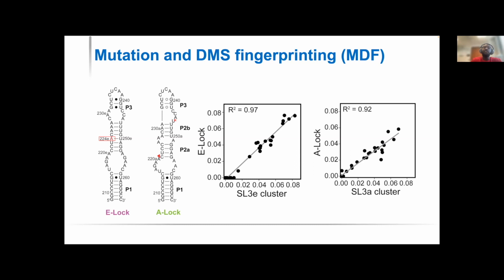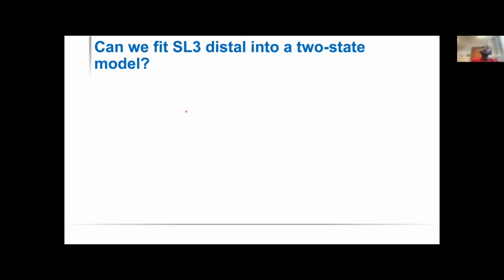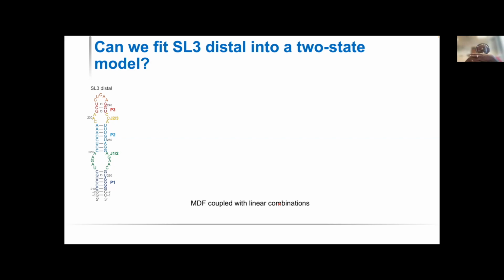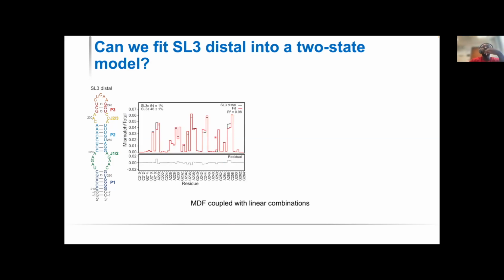So we decided to use these two mutants as fingerprints to see if we can fit the distal construct to a two-state model. To do that, we coupled the mutational DMS fingerprinting with linear combination. We benchmarked this on the distal construct, where we took the mutational fraction from the distal construct, used the mutational fraction of the mutants, the ELOC and the ALOC, did a linear combination, and fit that to the distal construct, to see if we can take these two fingerprints to fit a two-state model.